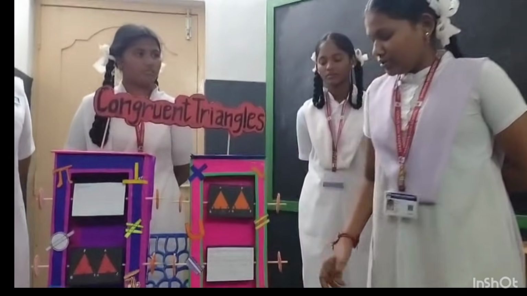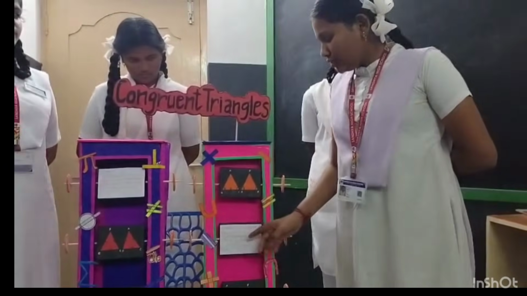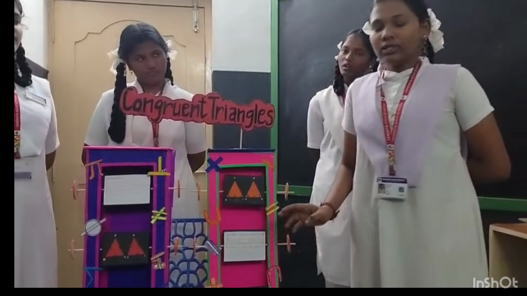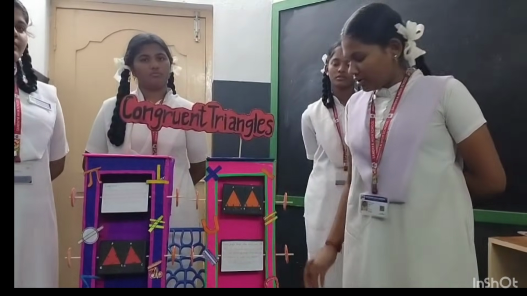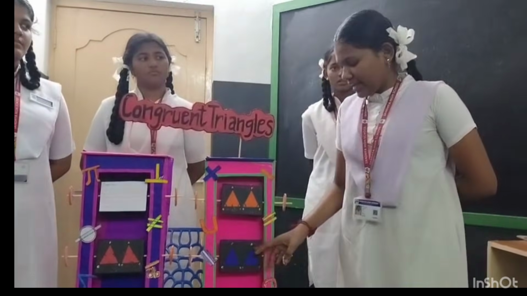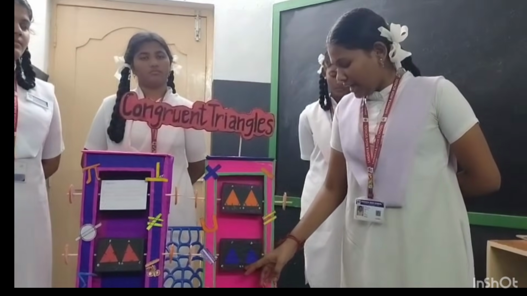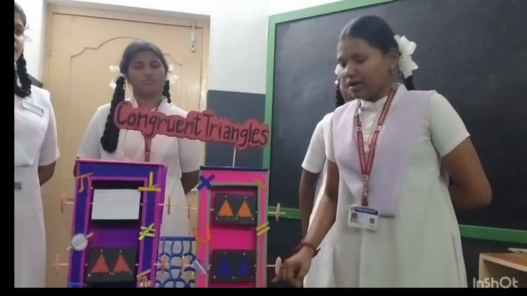Fourth congruent rule, AAS, angle angle side. Two triangles are congruent if any two pairs of angles and a side are equal. Angle P and angle A are equal, angle Q and angle B are equal, so triangles PQR and ABC are equal.